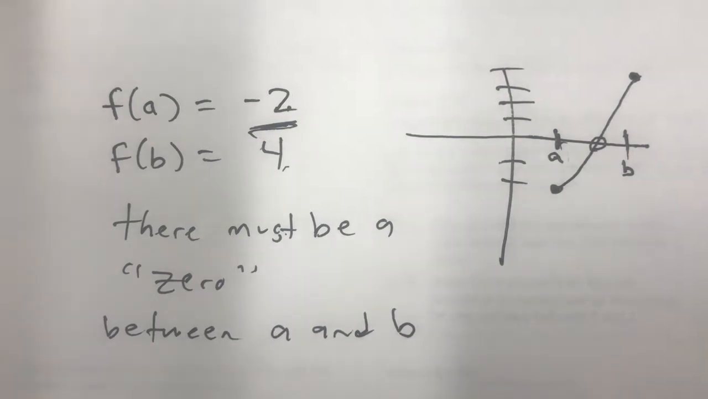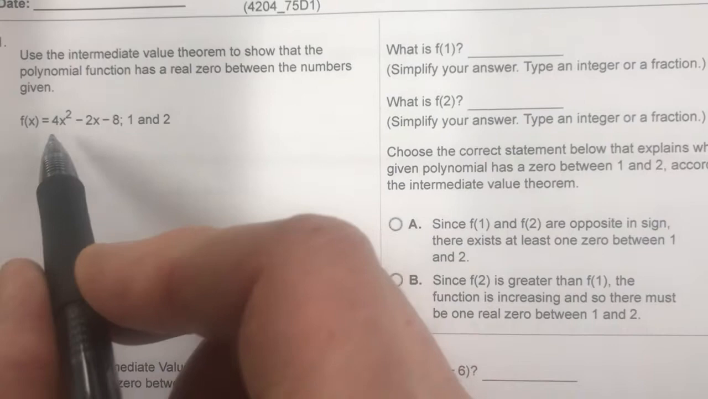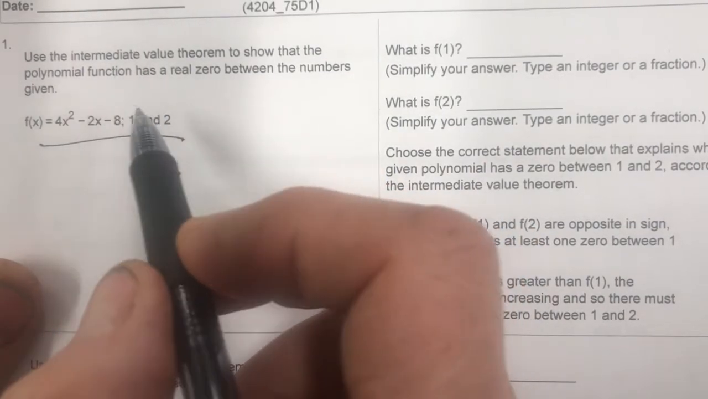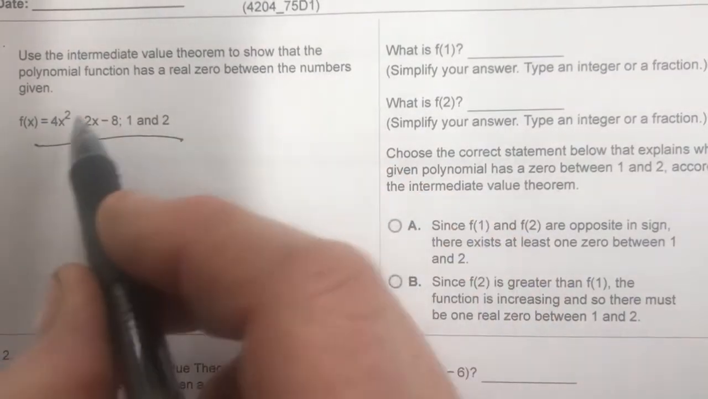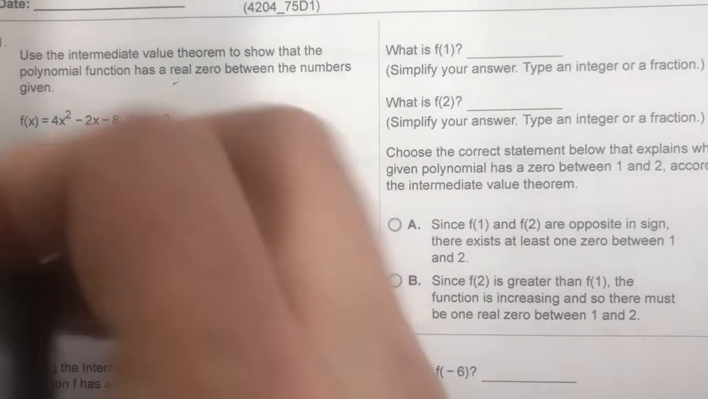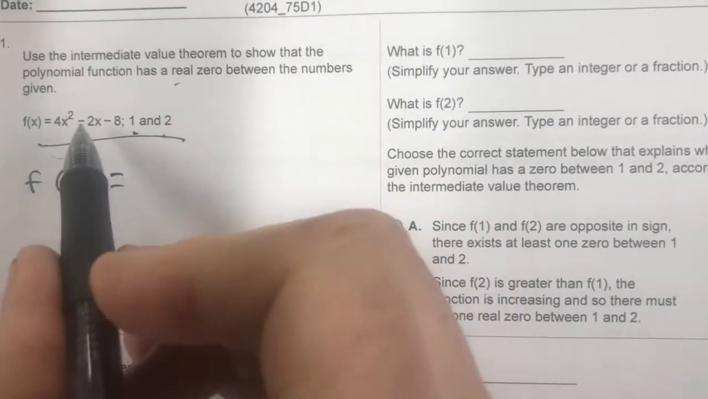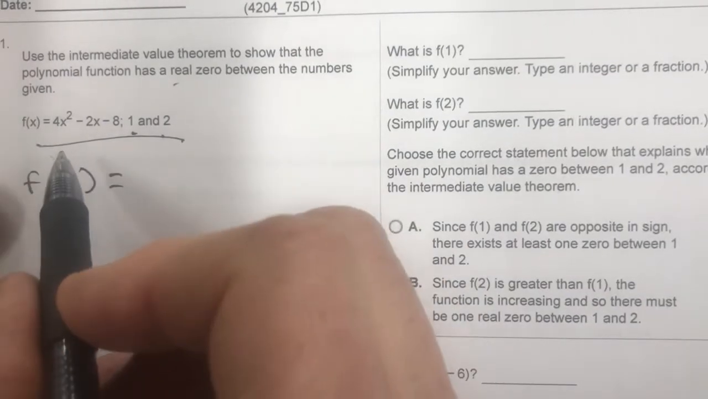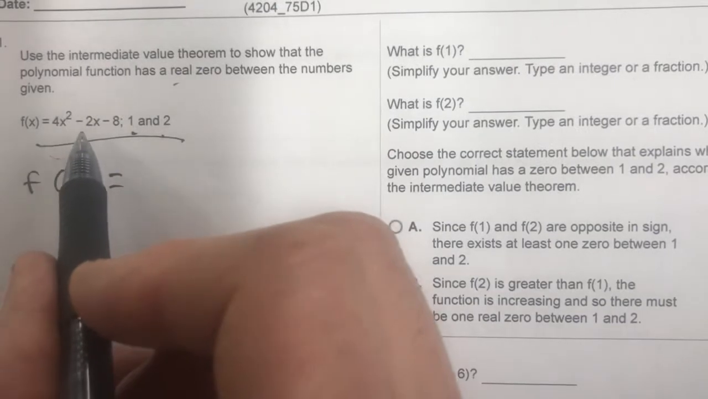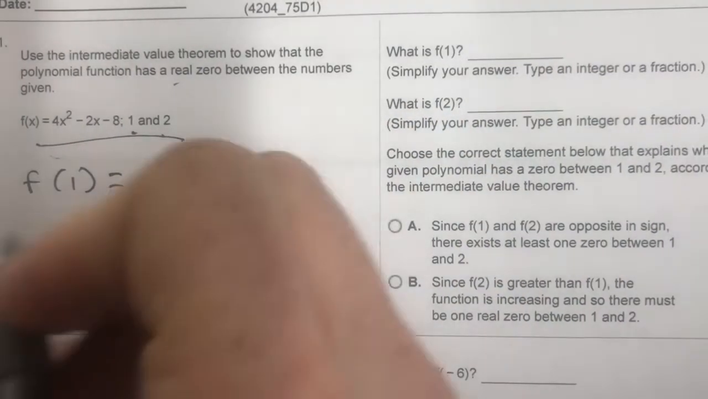So basically all you're doing is something like this right here. You've got this polynomial right here. This is using the intermediate value theorem to show that this has a real 0 between these numbers, 1 and 2. All right, so I do f of 1. I put 1 in this function right here. So if I put 1 in, 4 times 1 squared would be 4, minus 2 would be 2, minus 8 would be -6. So I get -6 when I do f of 1.